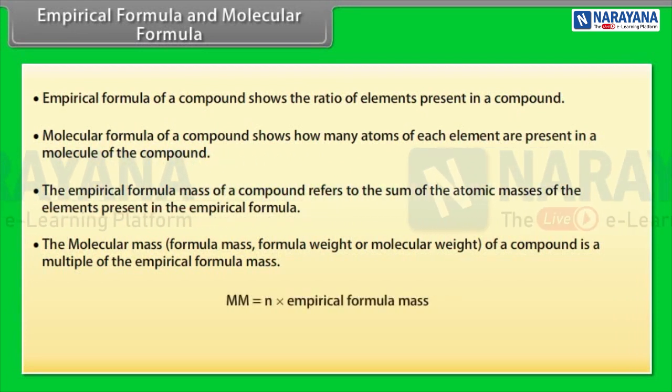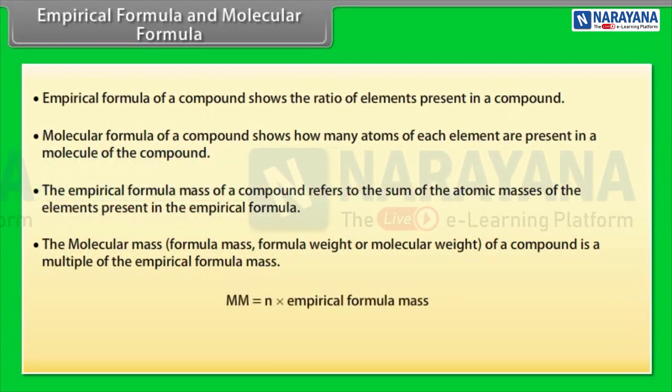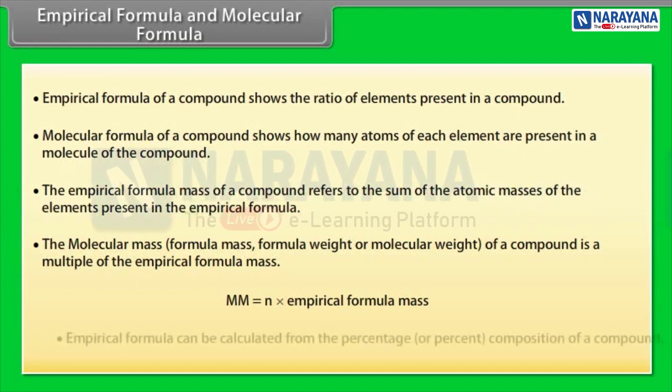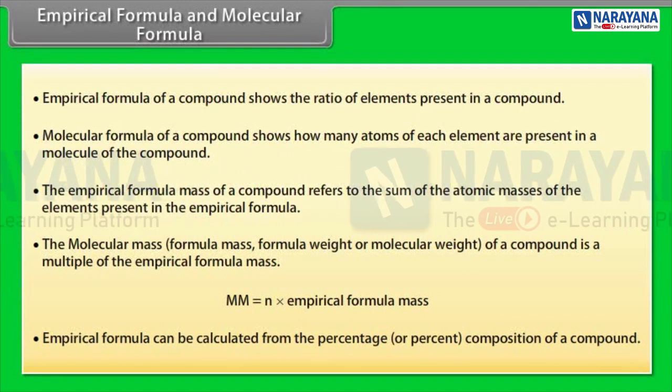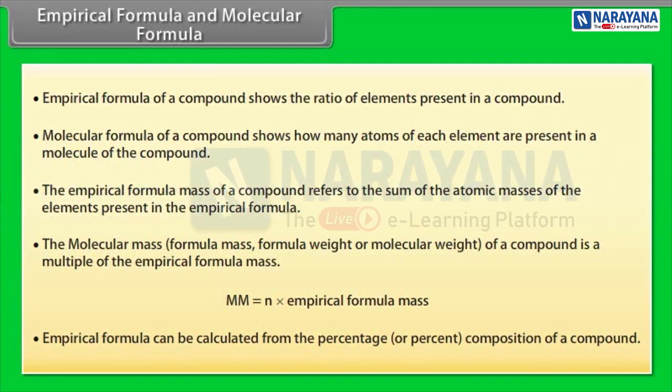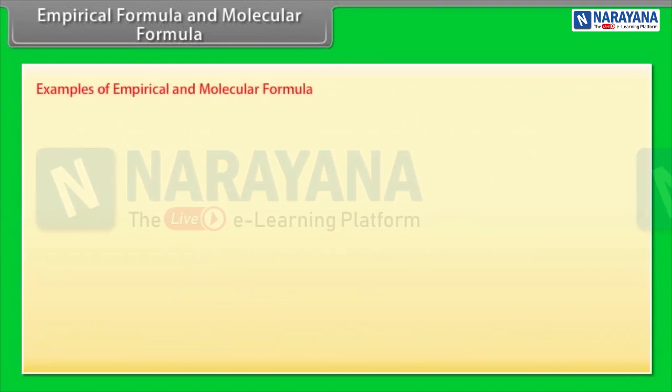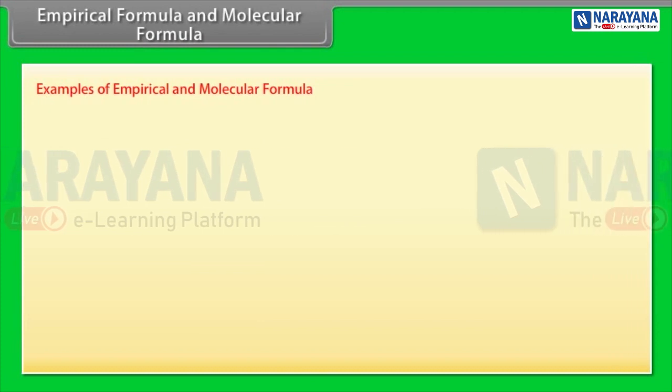Molecular mass is equal to n into empirical formula mass. Empirical formula can be calculated from the percentage or percent composition of a compound. Examples of empirical and molecular formula.